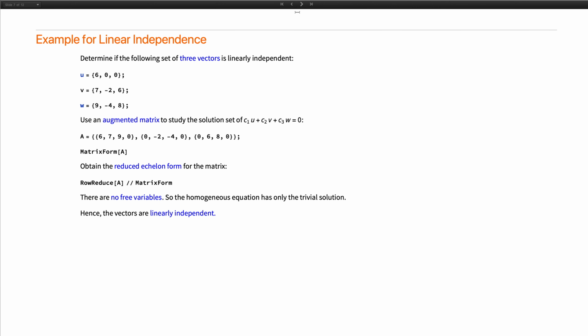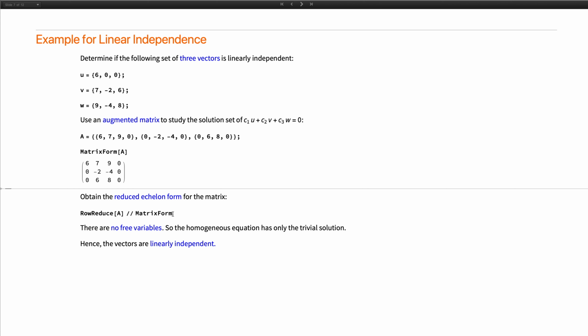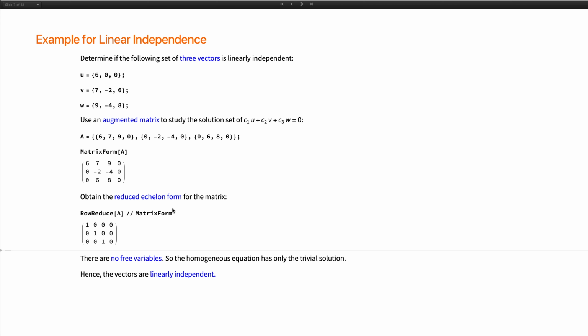Okay, so an example for linear independence now, where you've got three vectors u, v, and w. And the question is, are they linearly independent or not? Well, for that you need to solve the equation over here, the dependence relation. So you form the augmented matrix using the vectors, look at the matrix form, and compute the row reduced version of that.